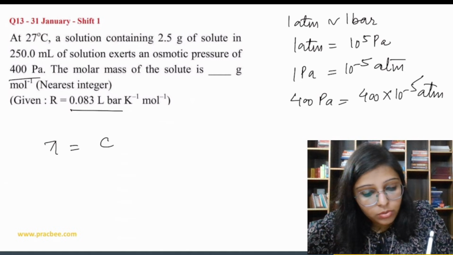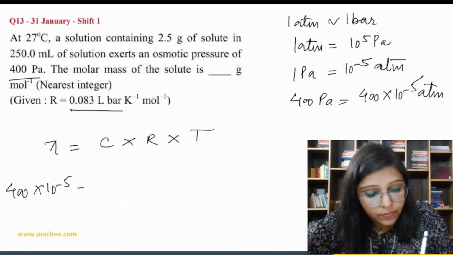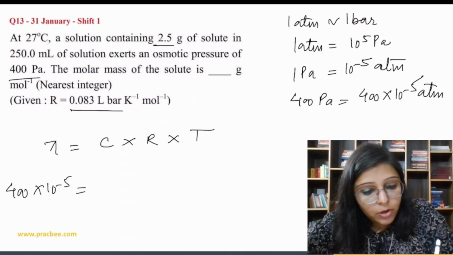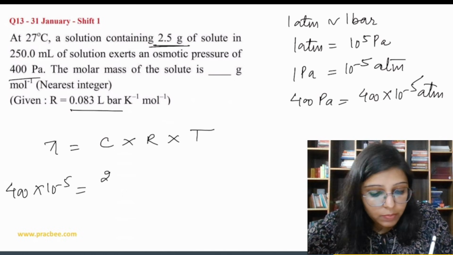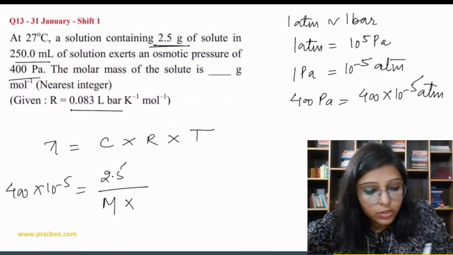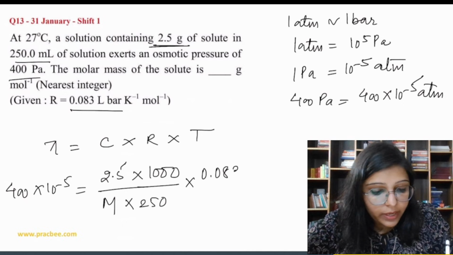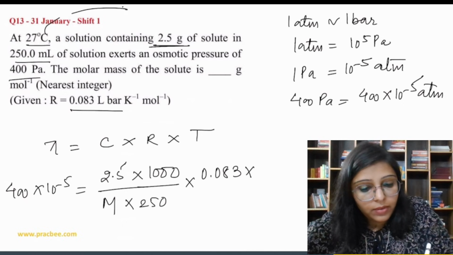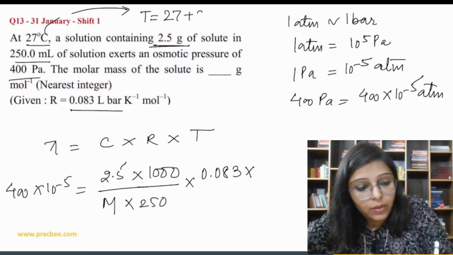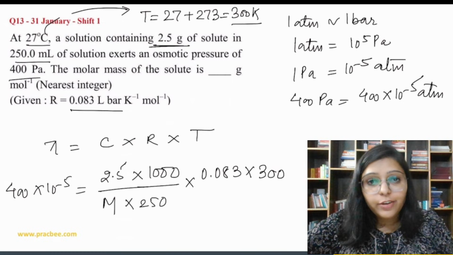So pi is equal to C into R into T. In place of pi, we are going to write 4 into 10 to the power minus 5. Concentration is the number of moles of solute, which is given mass of solute 2.5 divided by molar mass. Volume of solution is 250, but that is in ml, so we have to multiply the numerator with 1000. R value is 0.083 and temperature is 27, which we have to convert into Kelvin, which is 300 Kelvin. Now we just have to find out the M value.